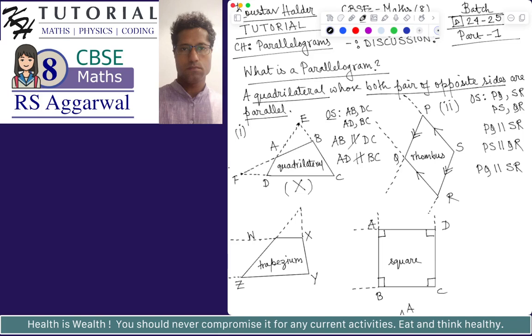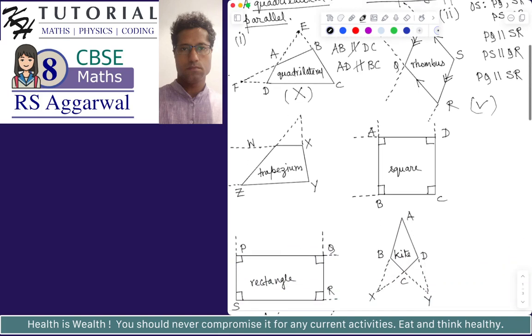So we can see that both pairs of opposite sides in this quadrilateral are parallel, and hence this is a parallelogram. Actually, this is a rhombus, but anyway, we will discuss rhombus in some future video. So this is a parallelogram. Okay, let's see figure 3.